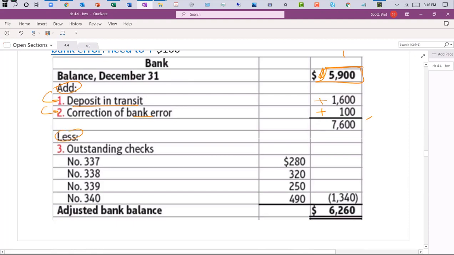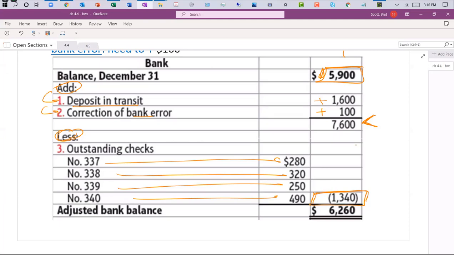We subtract. Well, actually, some of your homework problems might ask you to put in a subtotal here. Go ahead and do that. Then go down into the outstanding checks and just itemize what the checks are and how much we wrote the checks for. We sum up all those. You may have to put in a negative amount for all of those outstanding checks or put in parentheses to reflect it's a subtraction. When you subtract the 1,340 from the 7,600, you get 6,260. That represents the bank's adjusted balance.